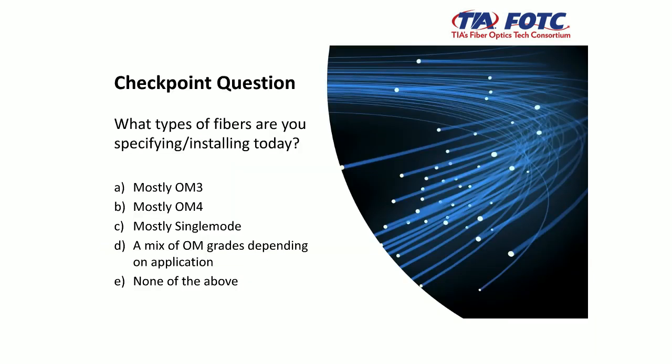So I've got another checkpoint question here, Liz, and I'm going to send it over to you. Yes. So this question, we're trying to ask you, what types of fiber are you specifying and or installing today? A, mostly OM3. B would be mostly OM4. C, mostly single mode. D, a mix of OM grades depending on the application. And E, none of the above or not sure.